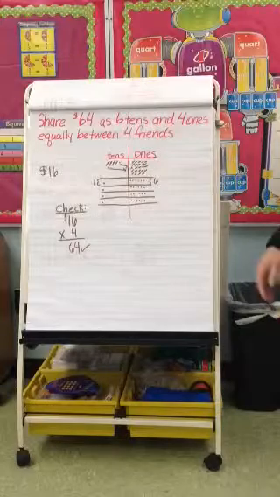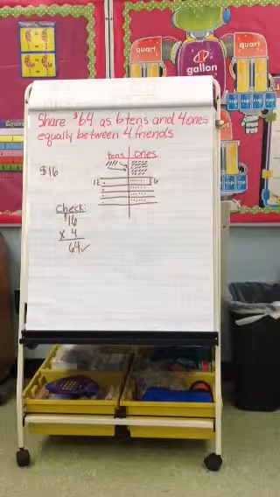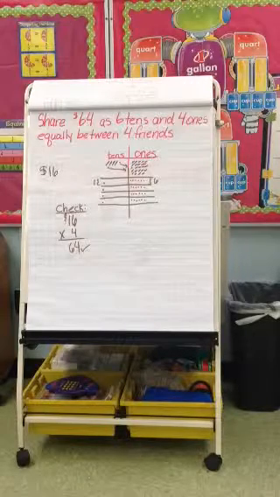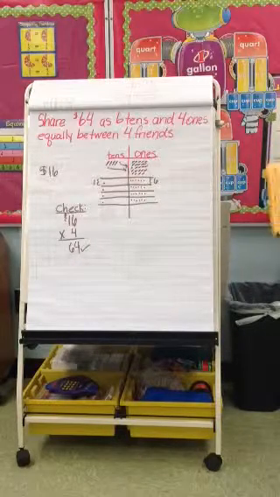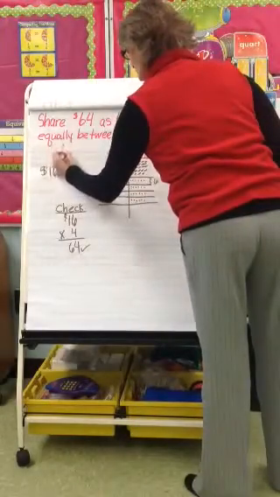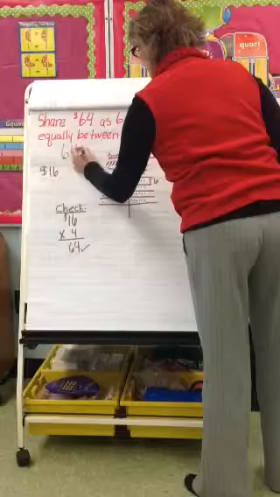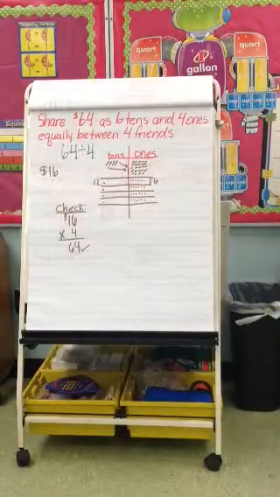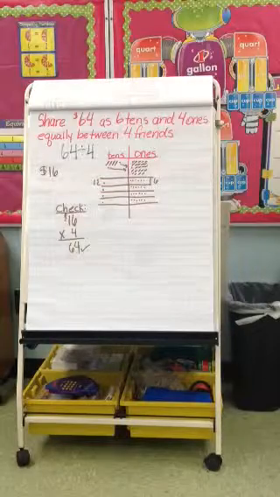Let's look at the next problem. Share $64 as 6 tens and 4 ones equally between 4 friends. So your division equation would be 64 divided by 4. So I put 64 into my place value chart.